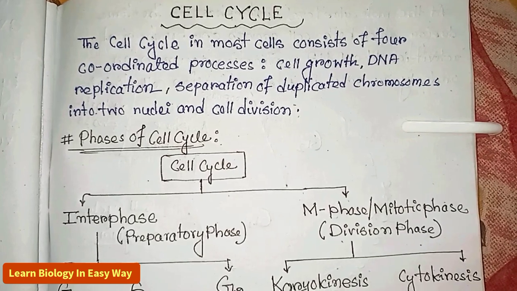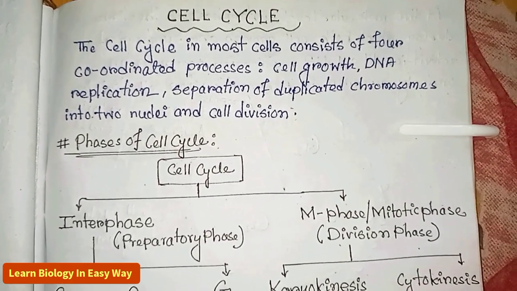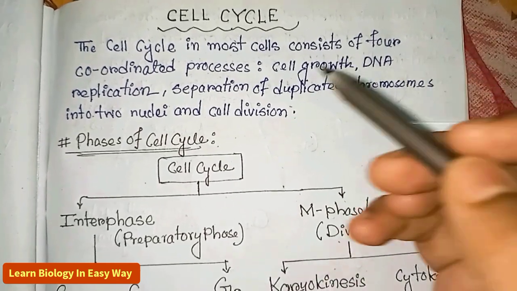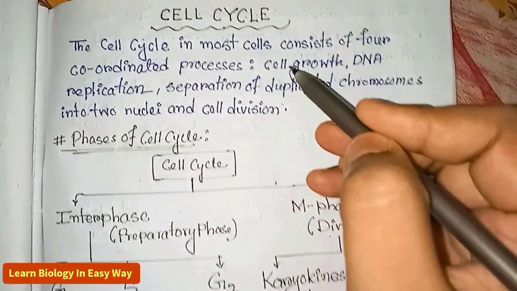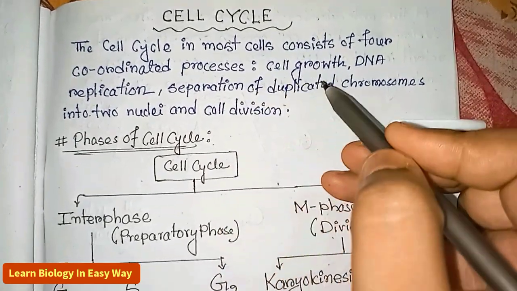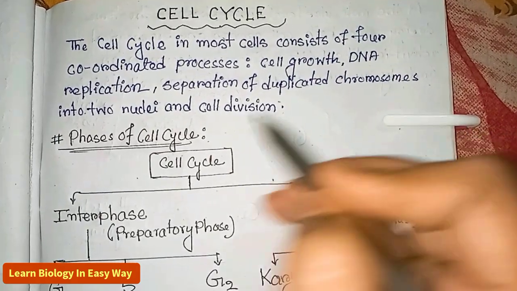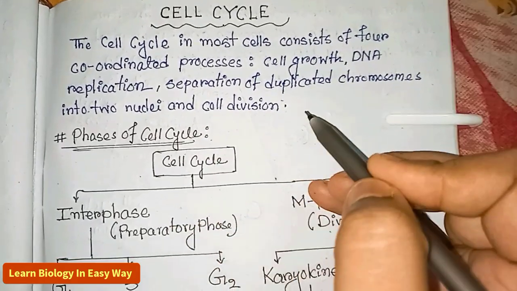In this video, we will discuss an important topic of genetics, that is cell cycle. The cell cycle in most cells consists of four coordinated processes: cell growth, DNA replication, separation of duplicated chromosomes into two nuclei, and cell division.